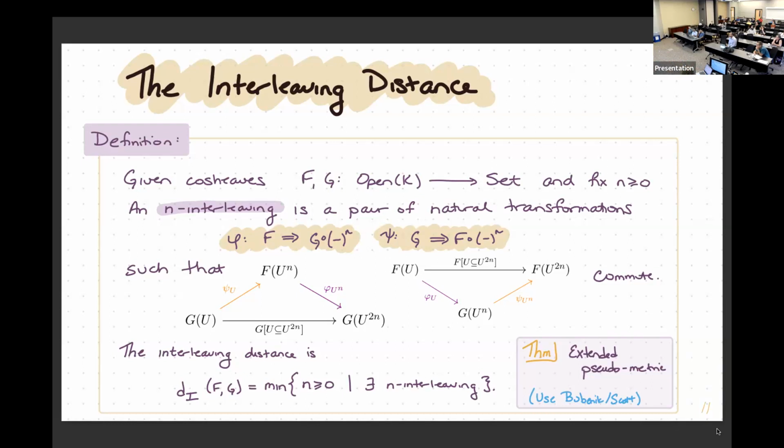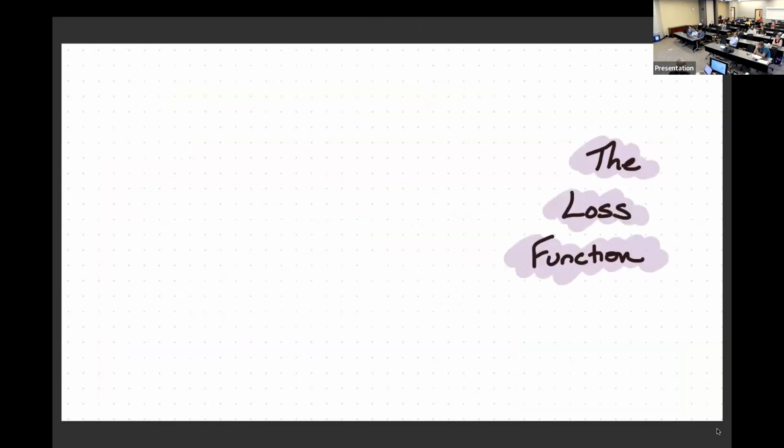Okay, so what's happening under the hood? There's two things I'm trying to do. If I'm going to find an interleaving for you, first off, I have to make sure that they're actually natural transformations. And second, I have to make sure that that thing commutes for anything I can possibly find, right? All right, so here's where our idea for a loss function comes in.